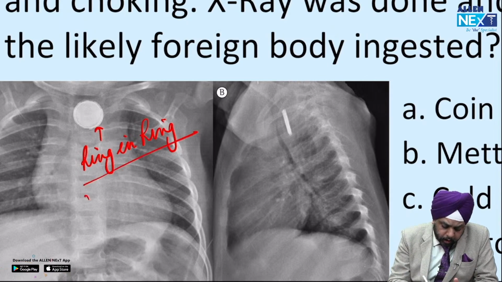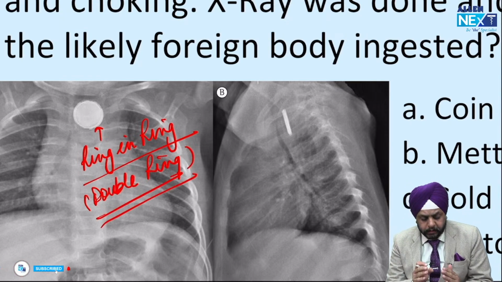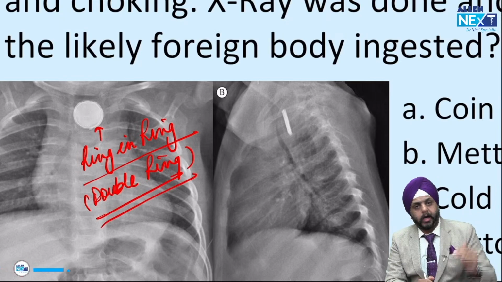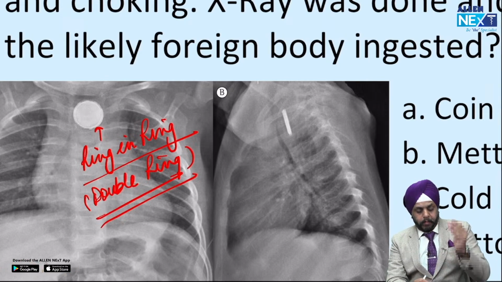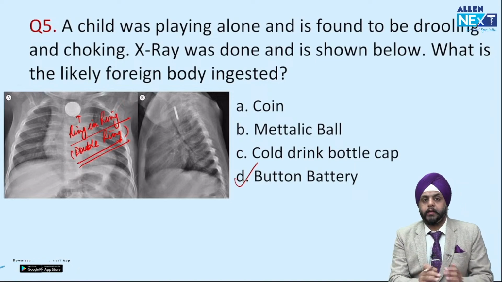Okay, there is a double ring, or a ring-in-ring appearance. Whenever I see this X-ray, it's an alarm in my mind because this is an emergency. A coin you can wait for 2 hours, 3 hours, but this is an emergency because this is a button battery.